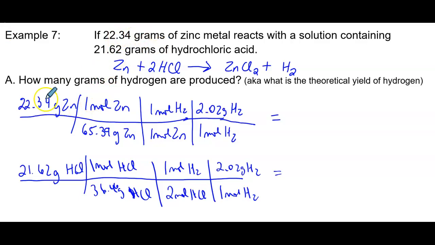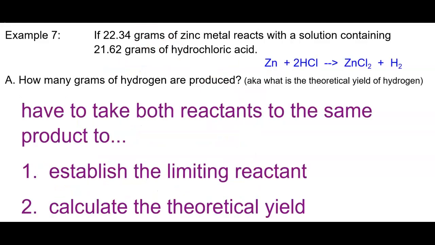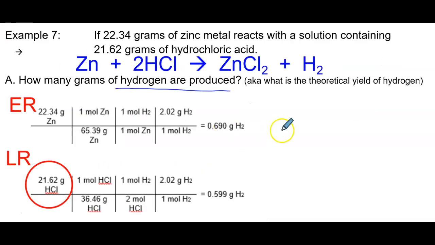We started with 24.36 grams here, 21.62 grams of hydrochloric acid here. We took them both to hydrogen. So we took both the reactants to the same product. We went to hydrogen. It'll do 2 things. It'll establish a limiting reactant, and it'll also help us calculate the theoretical yield. Because remember, the theoretical yield must come from the limiting reactant. And here's the work for that.